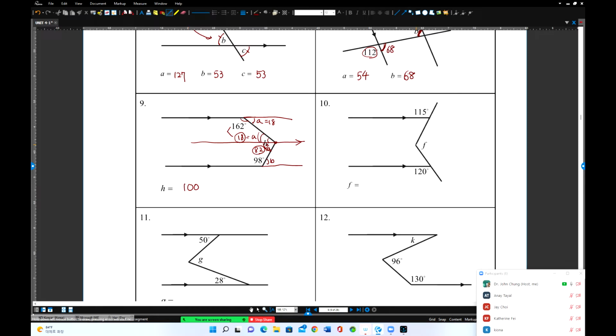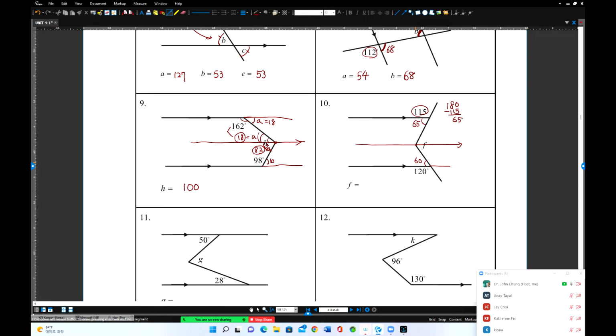We have another turning point over here. We're going to make another line there. And this is 115. That is what? 180 minus 115 equals 65. This is 65. This is 120. That is equal to 60. 180 minus 120 is 60.